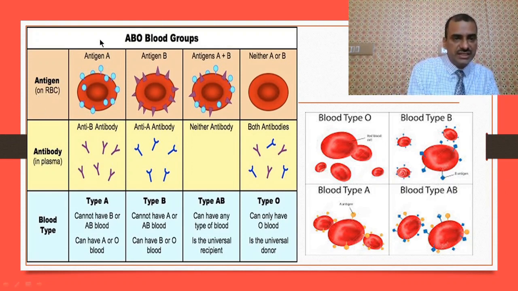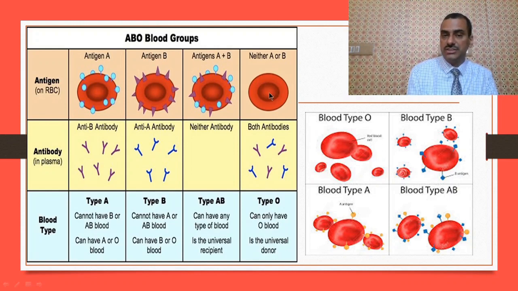On the RBC, if antigen A is there, then the blood group type will be A, and their plasma will contain anti-B antibody. If their RBC have antigen B, their plasma will have anti-A antibody and the blood group will be type B. If their RBC contain both antigens, their plasma will contain no antibody and this will be type AB. And they are known as universal recipients because they can take blood from all the types.